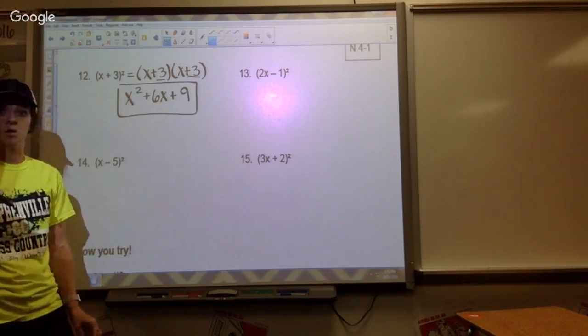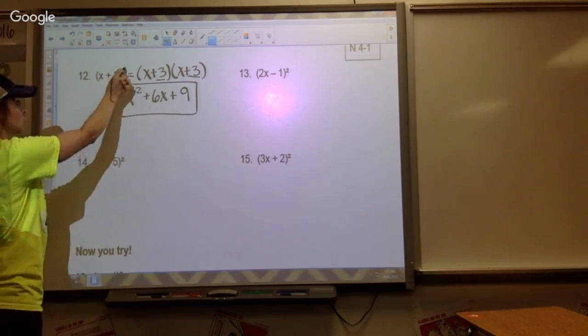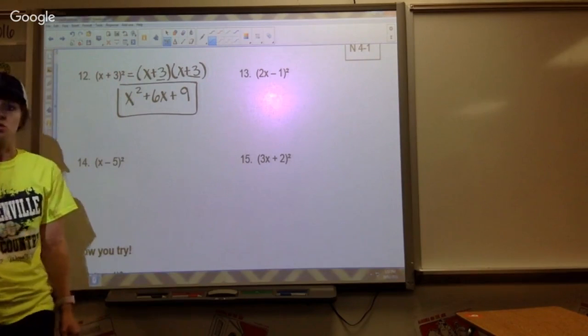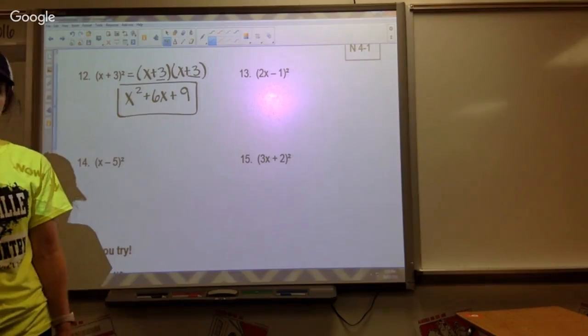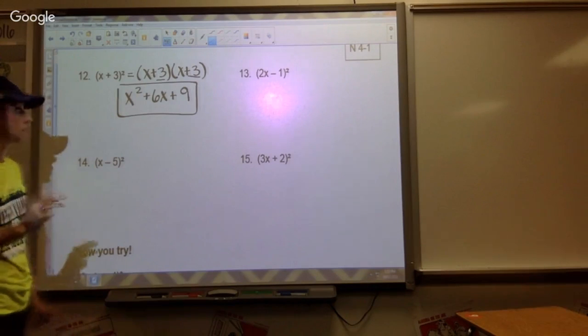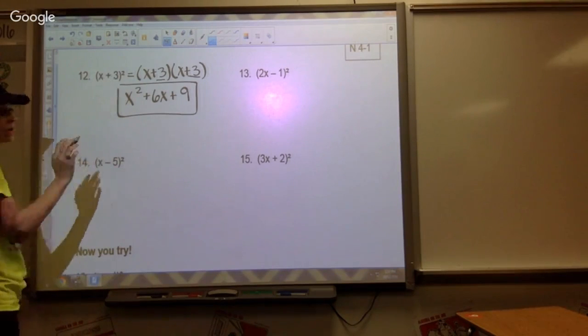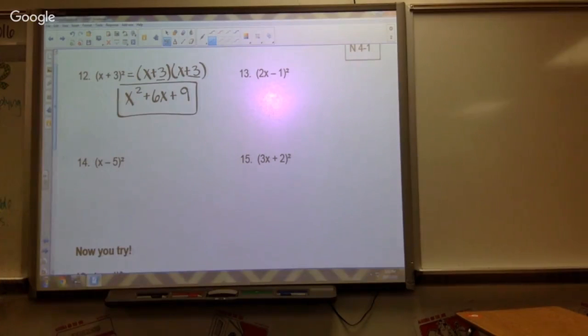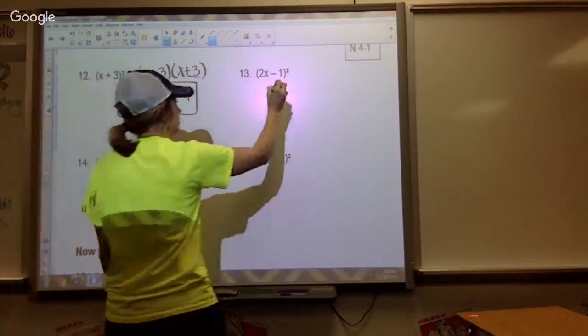Anytime you have a binomial squared, which means two terms and then you're squaring that, you should end up with 3 terms for your answer. Every single time you have a binomial squared. 3 terms. You're not just going to square x and 3 and that's your answer. You will always have 3 terms. Okay, so 13.